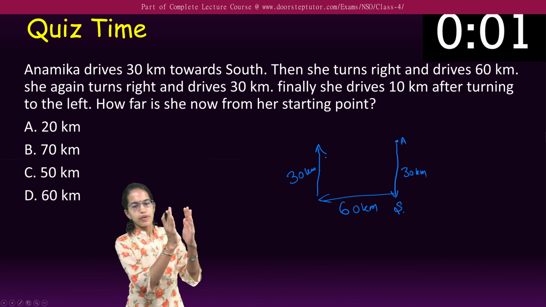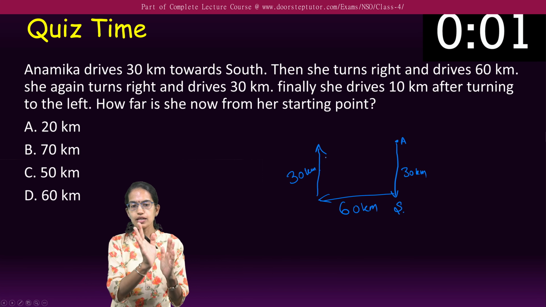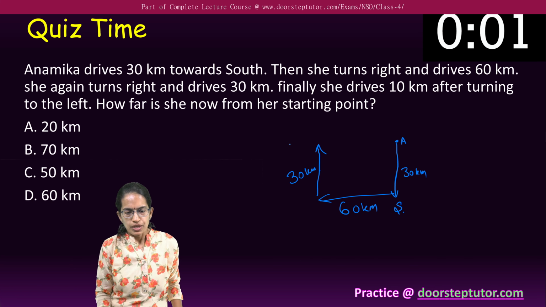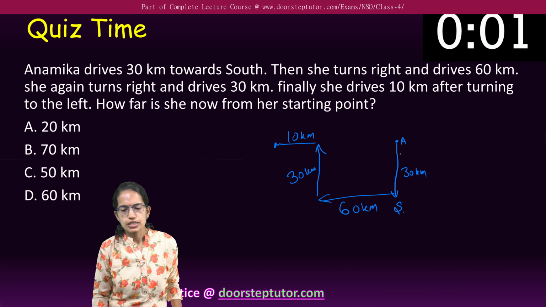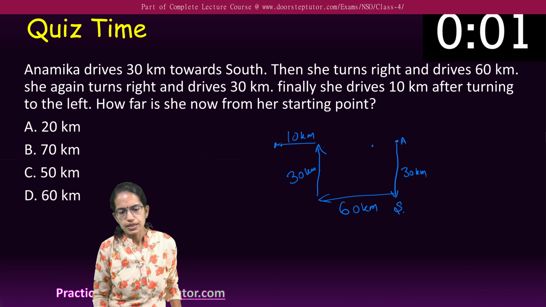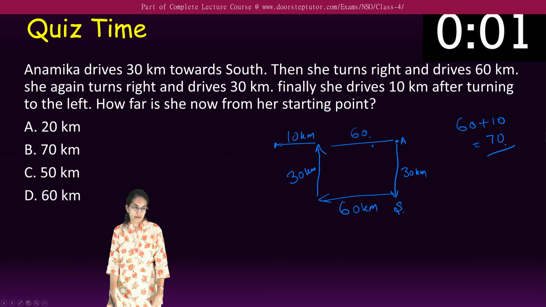Now she from here finally drives 10 kilometers to the left. Now from here, this is my right, this is my left. 10 kilometers towards the left. How far she is from the starting point? 60 plus 10. So this region would be 60. 60 plus 10 is 70. So my correct answer here is 70.